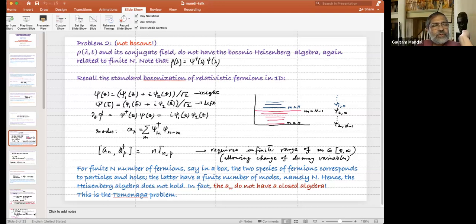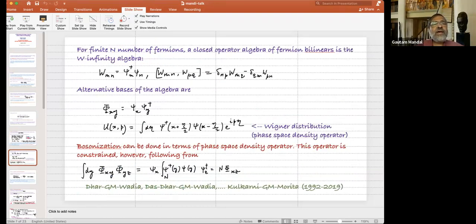So you are left with some psi dagger psi even on the right hand side, and you don't have a closed algebra. The modes of this rho of lambda do not have a closed algebra if you have non-relativistic fermions. If you have a finite number of fermions, that is to say a finite depth of the Fermi sea, that spoils this Heisenberg algebra. What you have is a closed operator algebra of fermion bilinears that is called the W infinity algebra. This is a certain basis of the W infinity algebra that is closed.